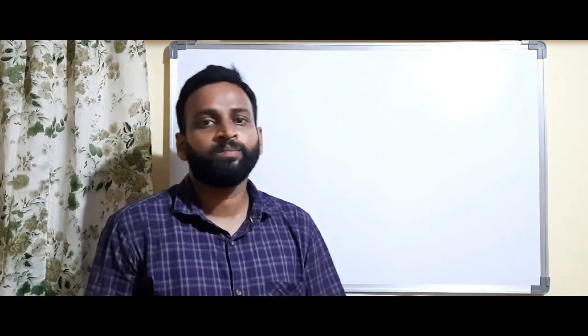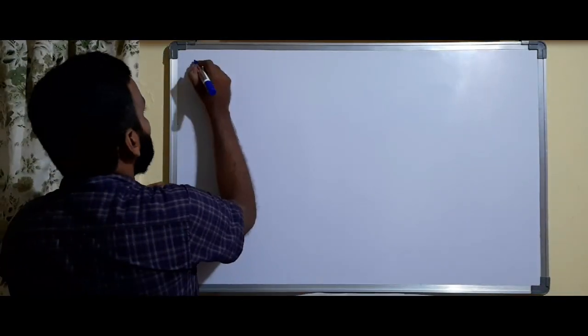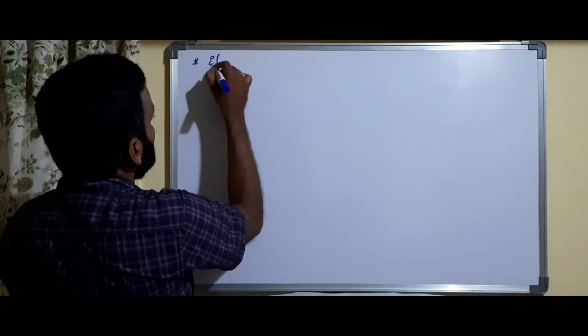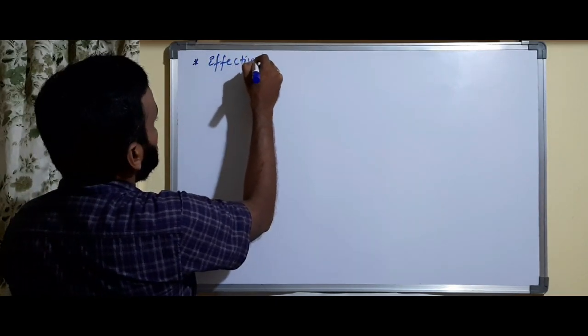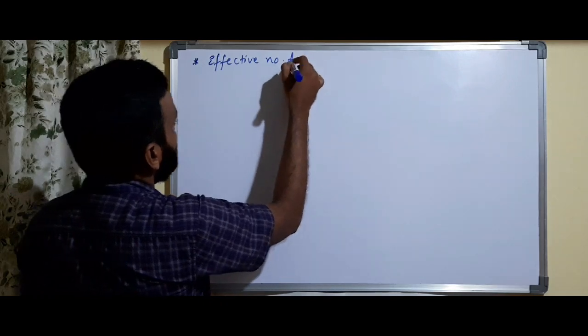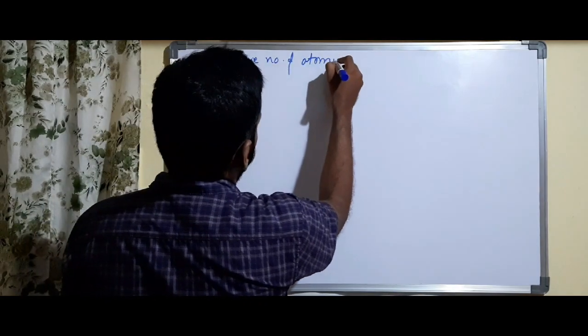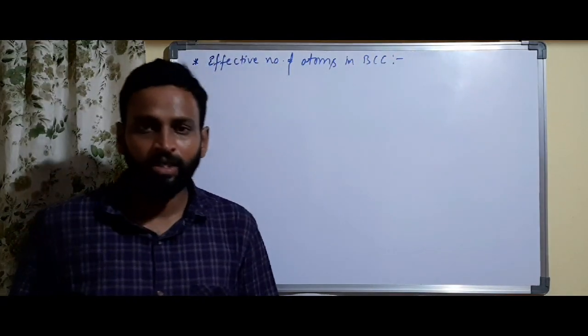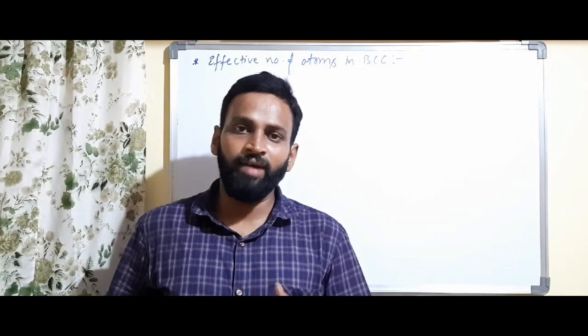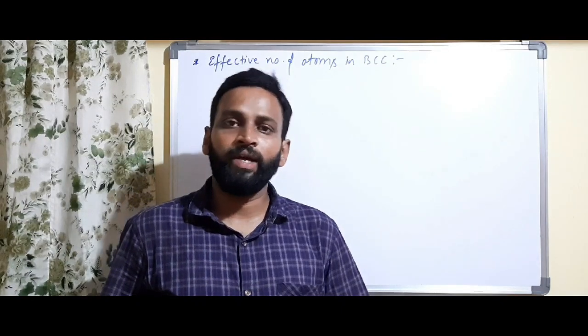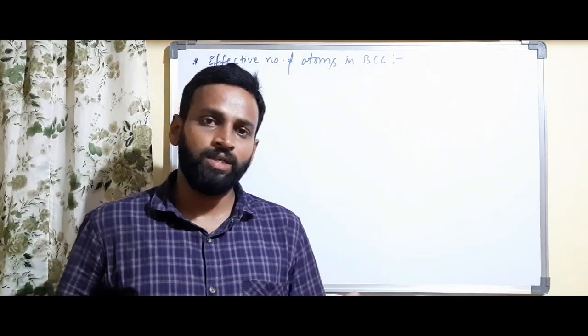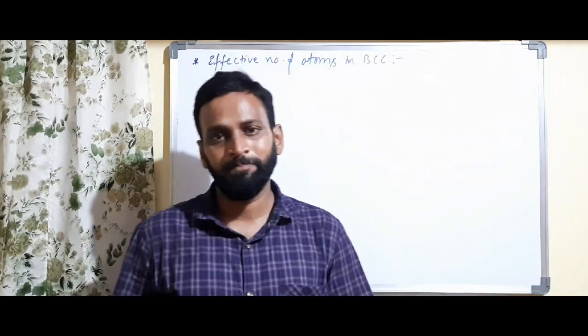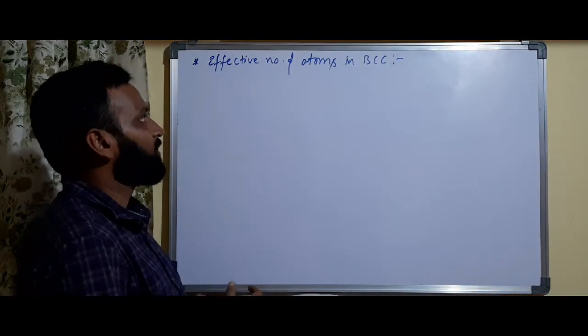Hello everyone. Now let's see the effective number of atoms in BCC, body centered cubic. Body centered cubic means you have atoms or ions present at all corners as well as the body center. So how many effective number of atoms?